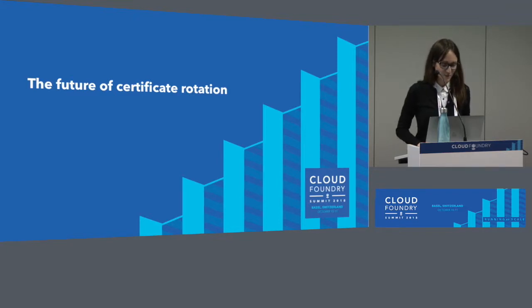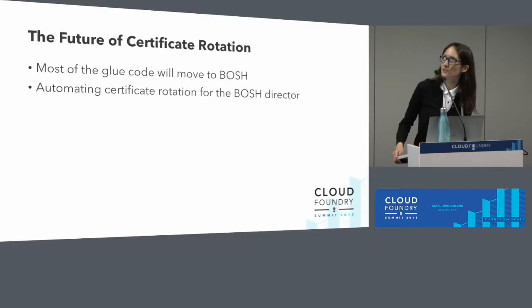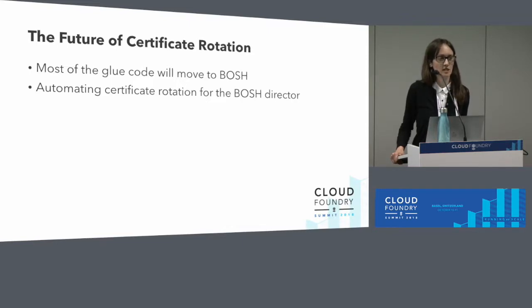Okay, so what is the future of certificate rotation? I hope that most of the glue code that currently exists will eventually exist in BOSH, and that specifically comes to configuring CAs to trust, configuring components to trust multiple CAs. So that would be concatenation of CAs.